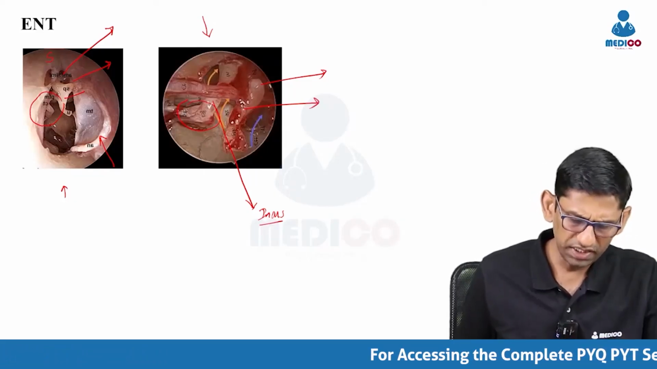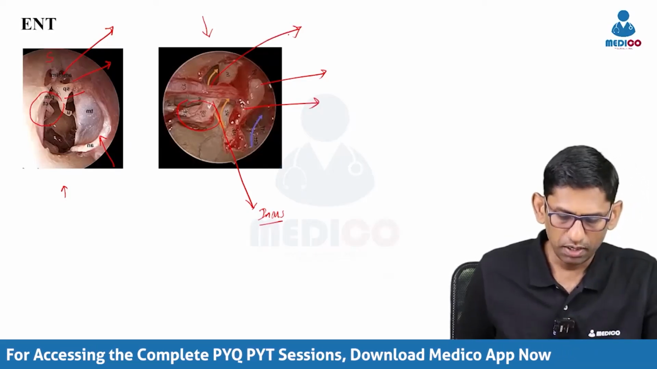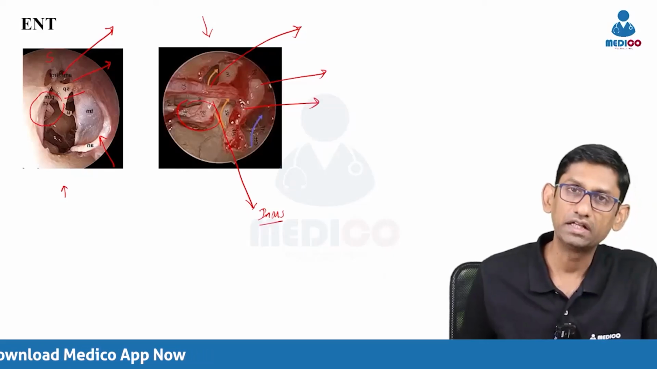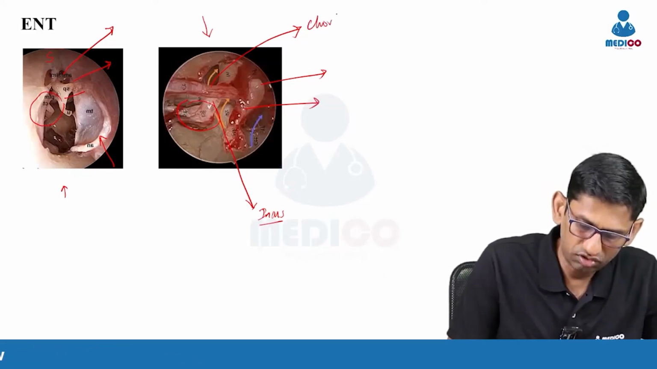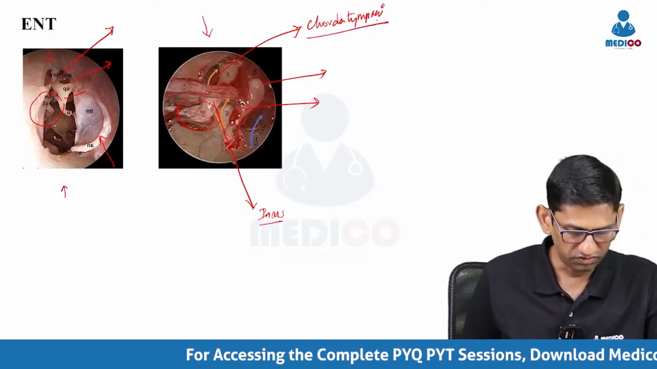And what is this linear structure? What is this linear structure here, passing in between the long process of the incus and the malleus? That is the chorda tympani. Chorda tympani, a branch of the facial nerve.